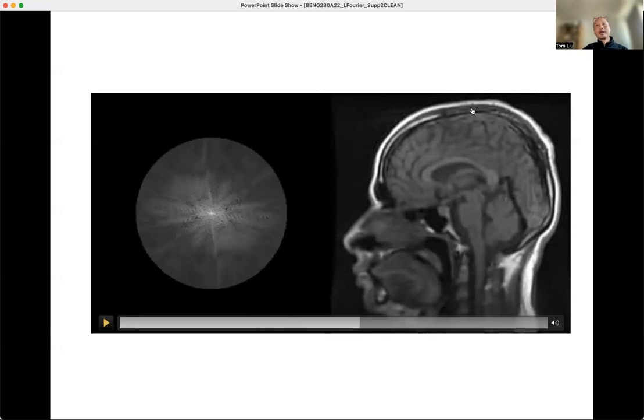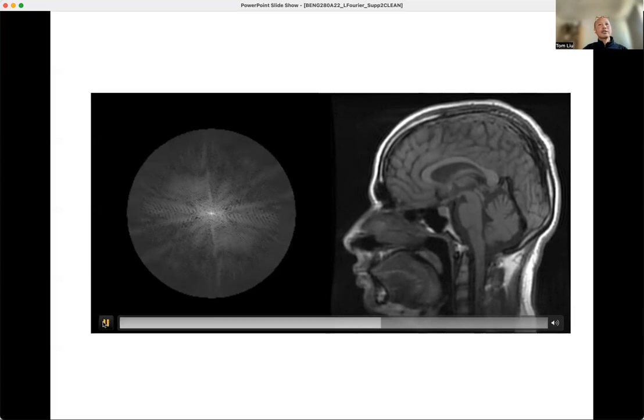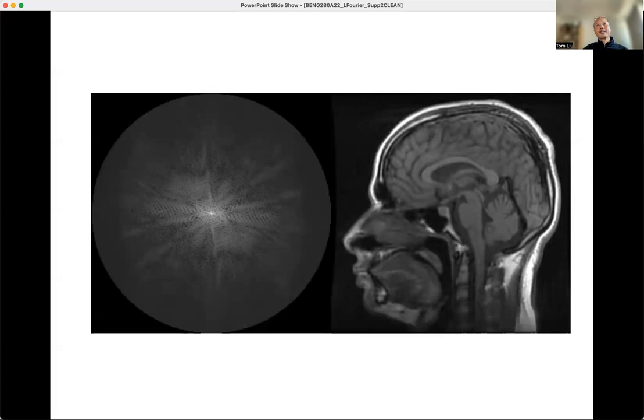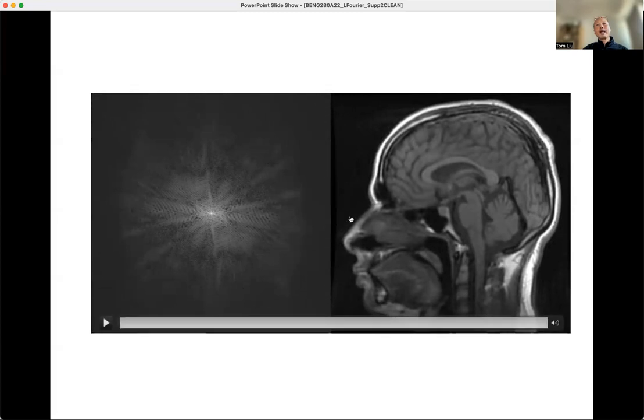That looks pretty good. A lot of those artifacts are gone. There's nothing really left around the head. And so I can go off and collect all of K-space, and at the end, I have a pretty good looking image.